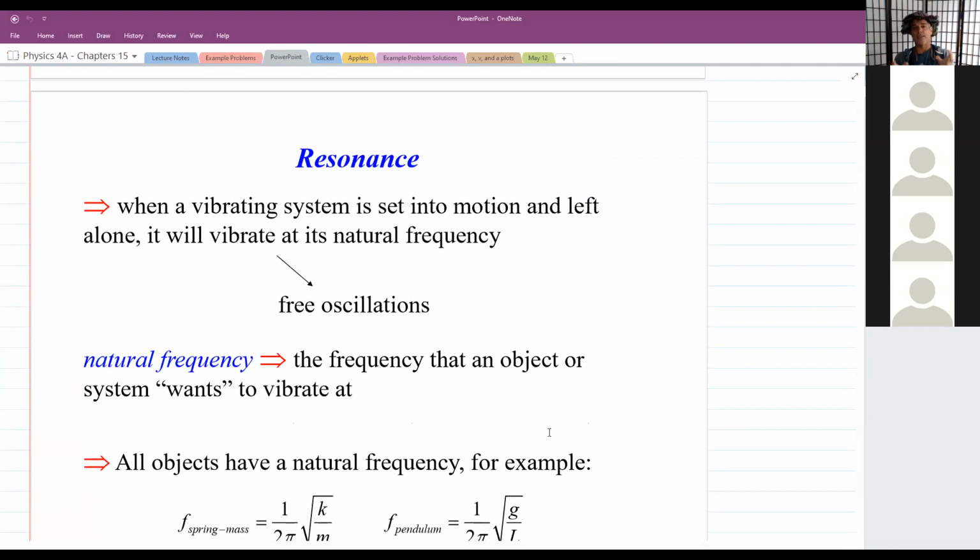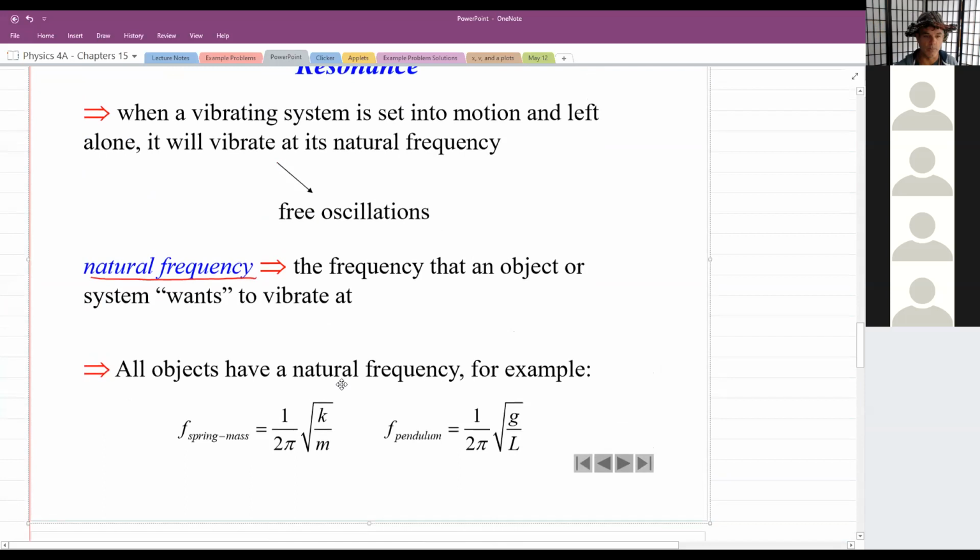Every time a system is set into motion and left to just go on its own, it's going to oscillate back and forth at some natural frequency. We call these free oscillations, and in essence, it's kind of like the frequency that an object wants to oscillate back and forth at. So we've seen a couple. One, we know that for a spring mass system, frequency is 1 over 2 pi times the square root of k over m. And I know that for a pendulum, omega is 2 pi times the frequency, which we solved for: omega was the square root of g over L. So you can get the frequency.